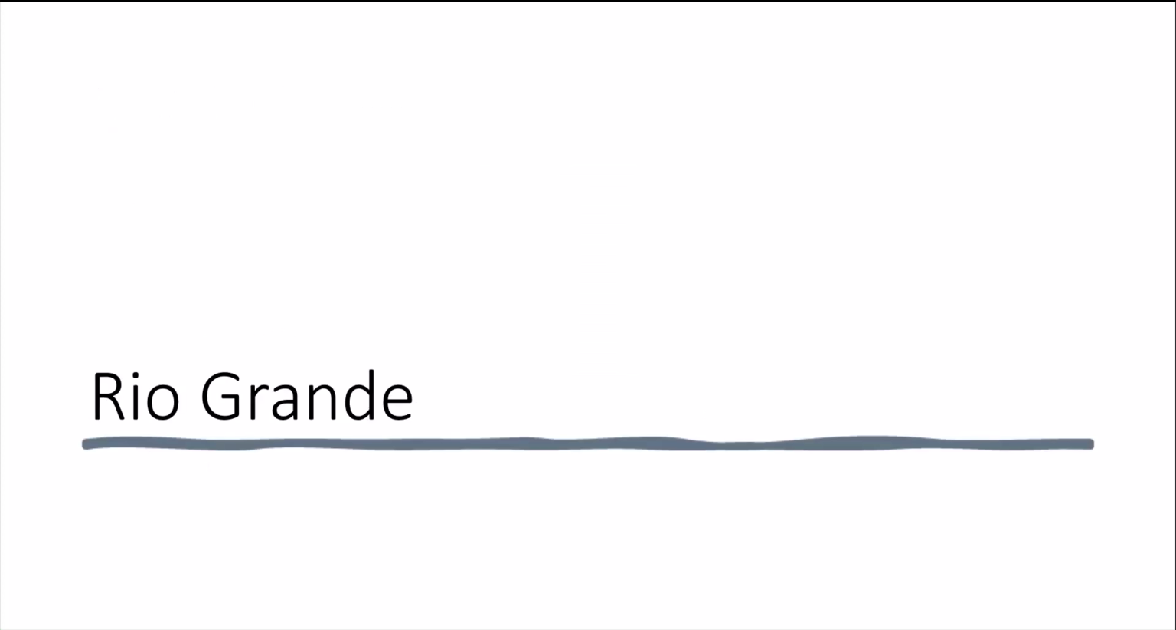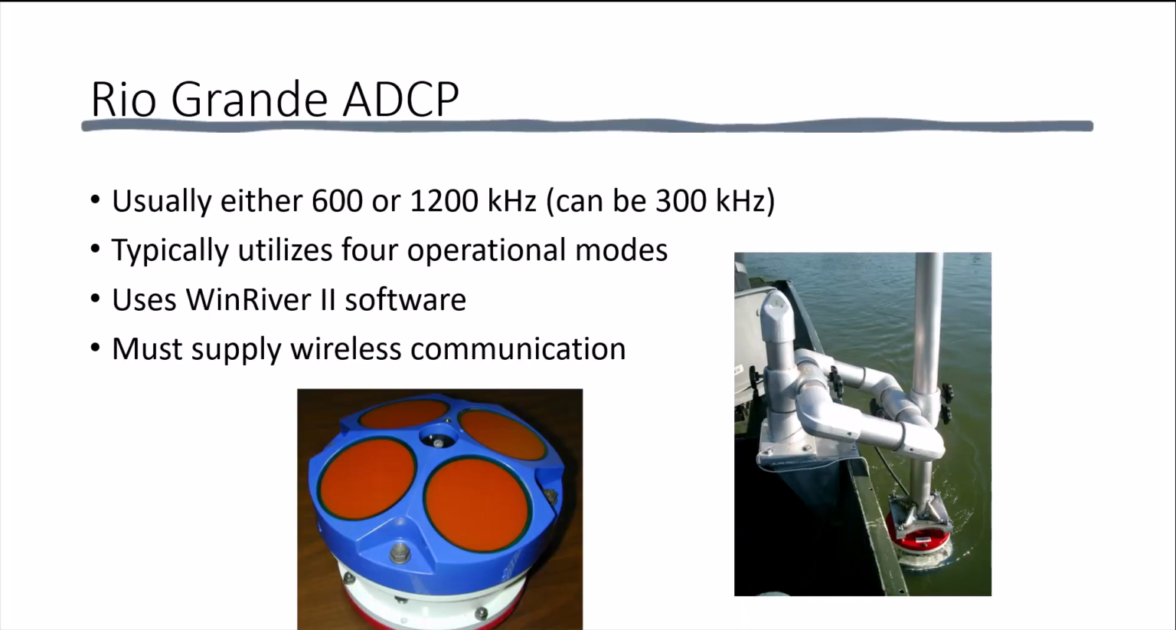The Rio Grande was one of the first ADCPs designed specifically for measuring inland waterways. The Rio Grande was released by Teledyne RD Instruments in the late 1990s. These instruments usually have a frequency of 600 or 1200 kilohertz, though some units may have a frequency of 300 kilohertz. The Rio Grande typically utilizes 4 operational modes: water modes 1, 5, 11, and 12.